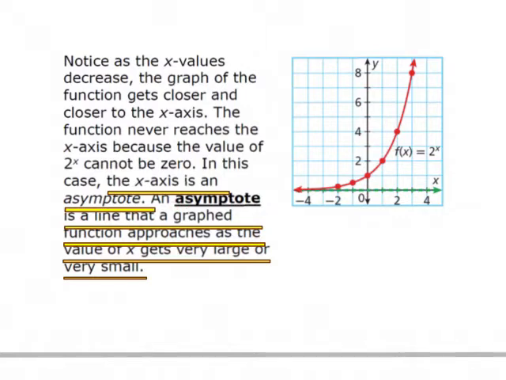Okay? So, in your Cornell notes, you have asymptote. Go ahead and write that down. An asymptote is a line that a graphed function approaches as the value of x gets very large or very small. Okay, so that's your definition of an asymptote. The asymptote for this function is what? Can you see what it is? Well, yeah, probably you can. If I kind of put it right in here, it looks like it's going to be the x-axis.